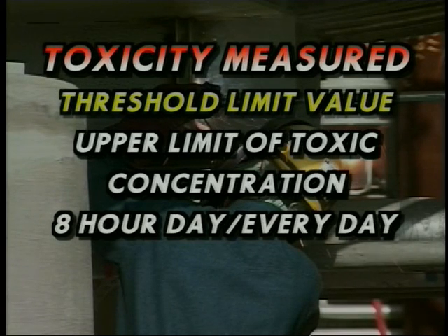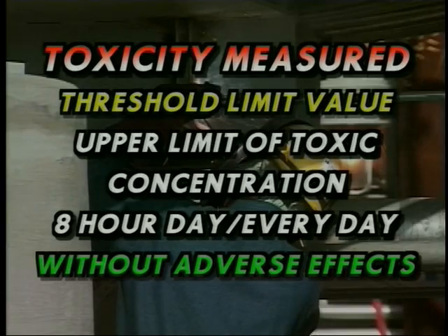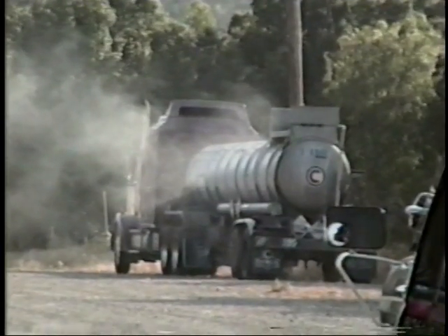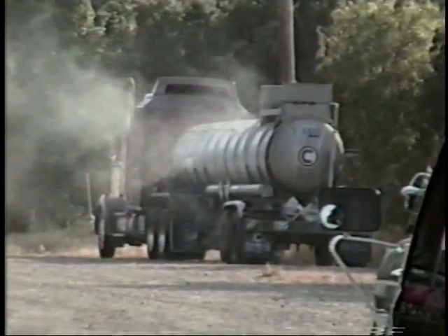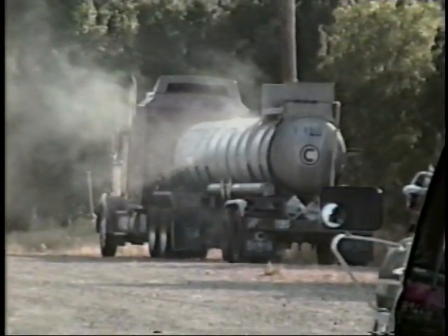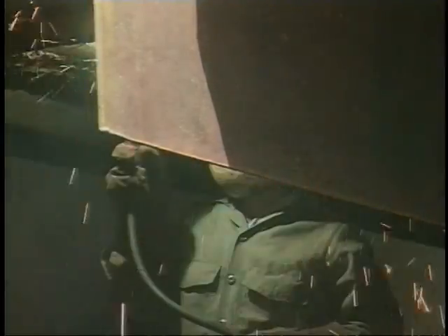Threshold limit value is the upper limit of a toxin concentration to which an average healthy person may be repeatedly exposed on an all-day, everyday basis without suffering adverse health effects. If it's a gas, the TLV is normally expressed as parts per million. There are other measurements for specific types of gases, fumes, or mist in the air we breathe. When we talk about TLV, or threshold limit values, there are other categories associated with the term.